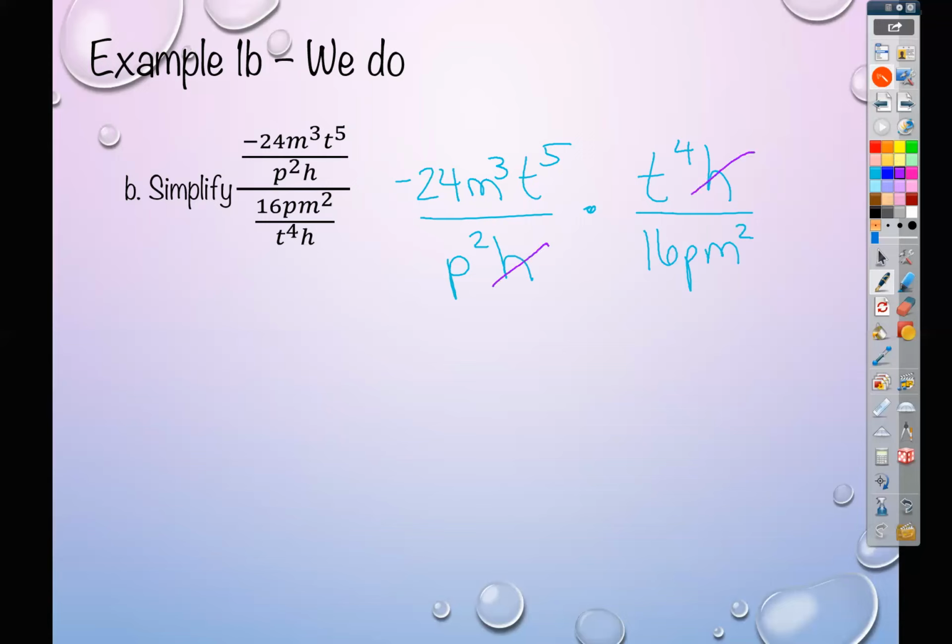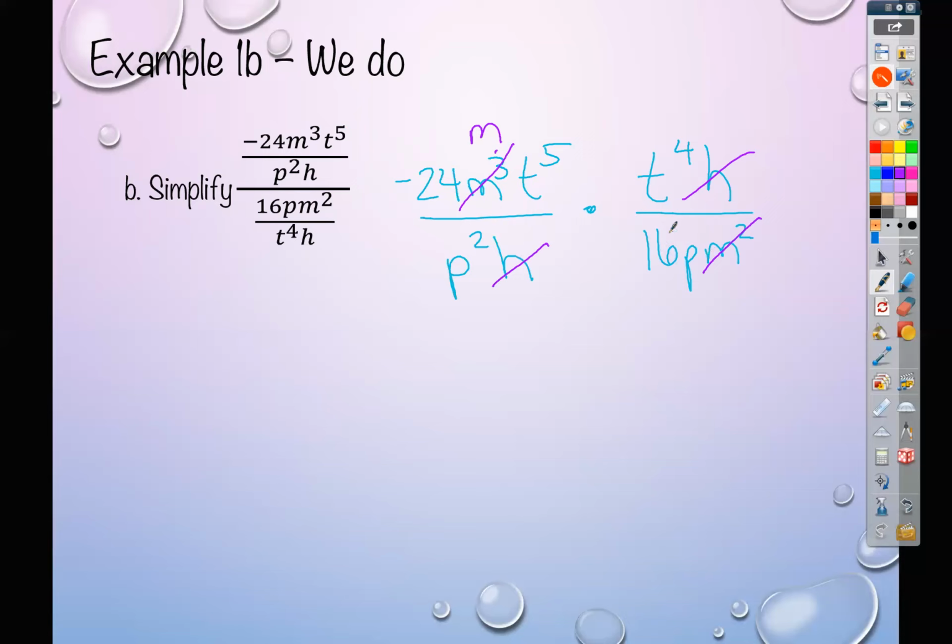So I have 1h and 1h. I've got 2 m's here and 3 there, so I can knock one of those out. Well, knock 2 of them out. Okay, can I simplify anything else? Not other than my coefficients.